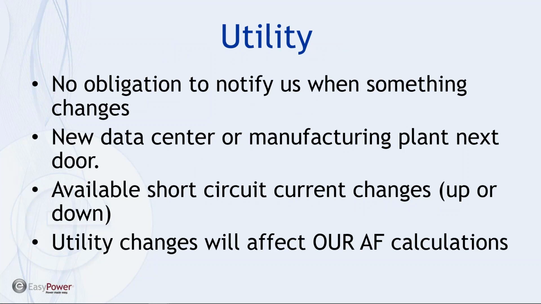So if there's been a new data center built in the area or a new manufacturing plant in the neighborhood, it may be that the available short circuit current has changed, in some cases dramatically. And again, the utility may remind us, well, just use an infinite source. And yet that's not the worst case for an arc flash. It's actually the lower available fault current that could cause us a problem.